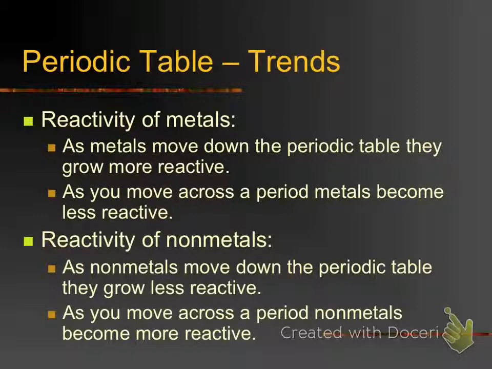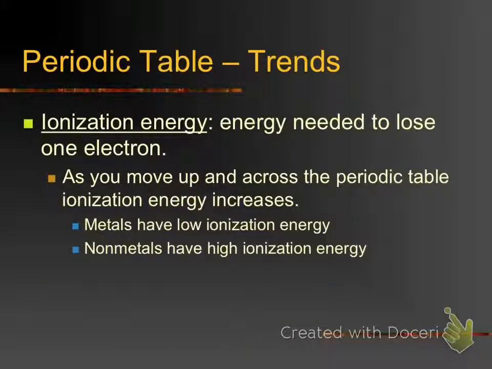So, non-metals steal the electrons. So we want very small radii on my non-metals. All right, ionization energy. Ionization energy is the energy required to lose an electron. So it's how easily an electron falls off an atom or is taken, or how easy it is to steal an electron.